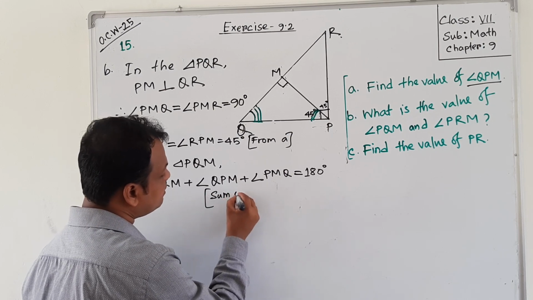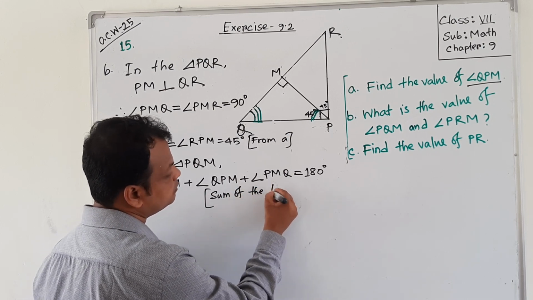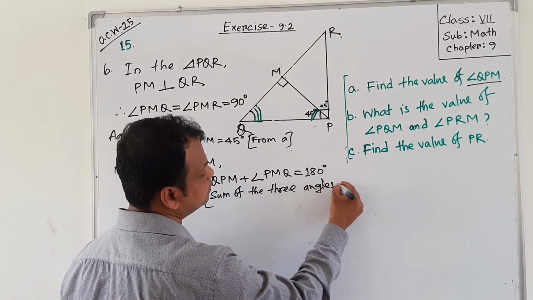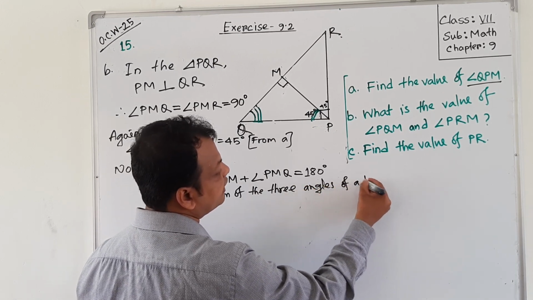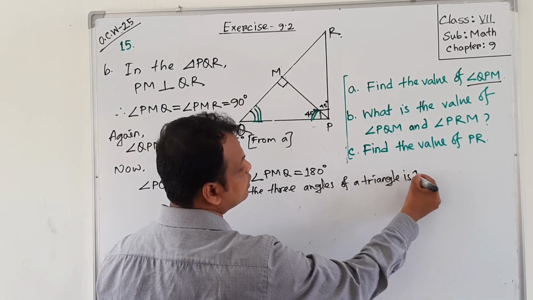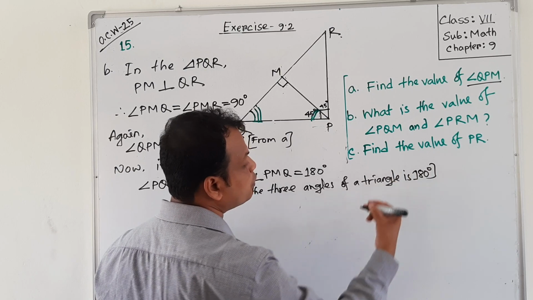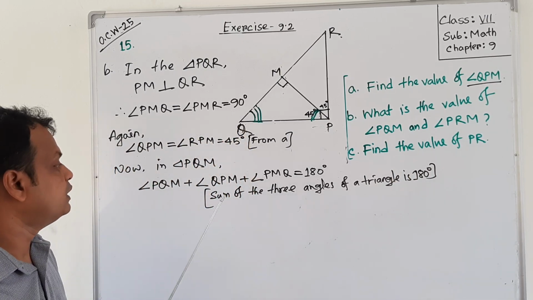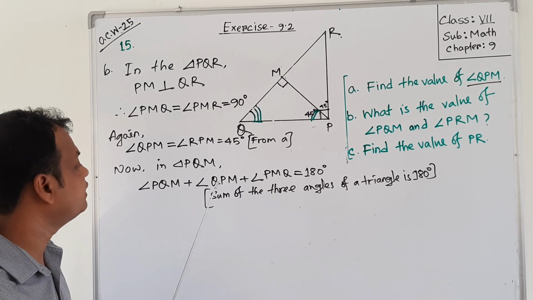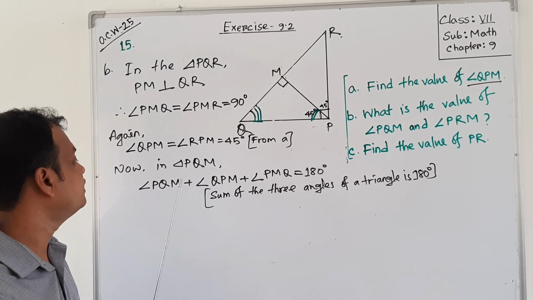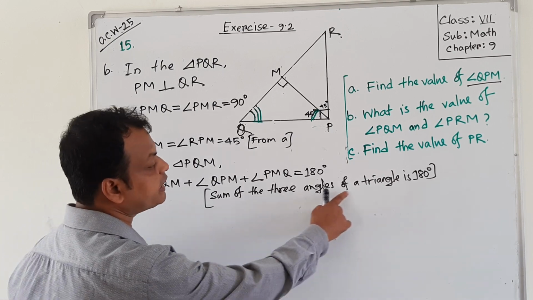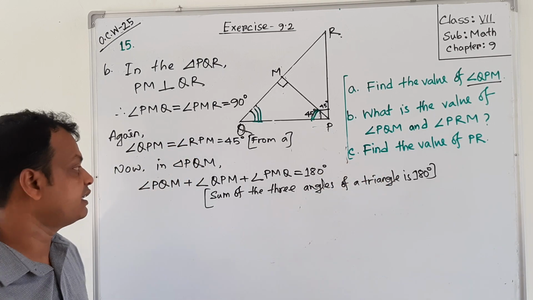Sum of the three angles of our triangle is 180 degrees. We know from the theorem that the sum of three angles of a triangle is 180 degrees. So one angle, second angle, third angle: the sum of the first, second and third angle will be 180 degrees. That means the sum of three angles of a triangle is 180 degrees.